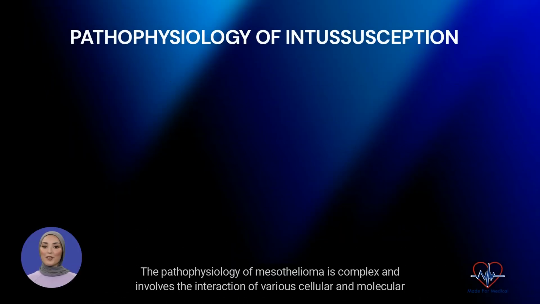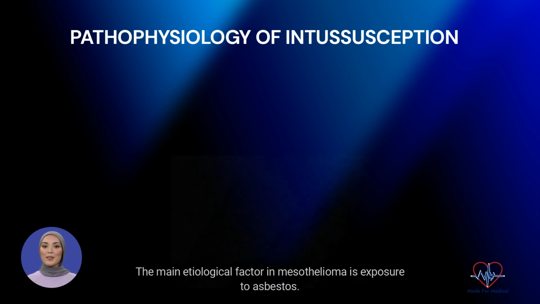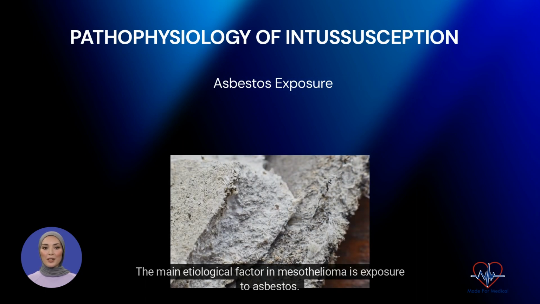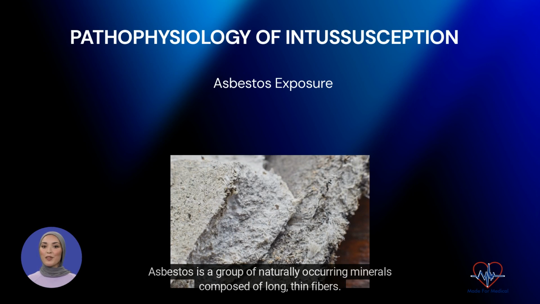The pathophysiology of mesothelioma is complex and involves the interaction of various cellular and molecular processes that lead to the development and progression of the disease. Here's a detailed explanation of the pathophysiology. The main etiological factor in mesothelioma is exposure to asbestos. Asbestos is a group of naturally occurring minerals composed of long, thin fibers.